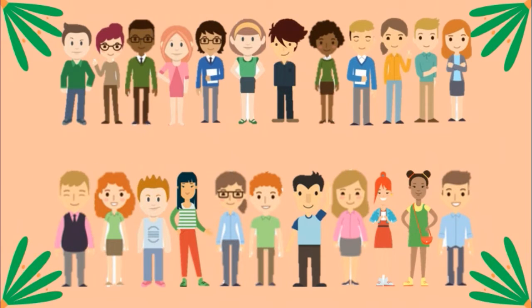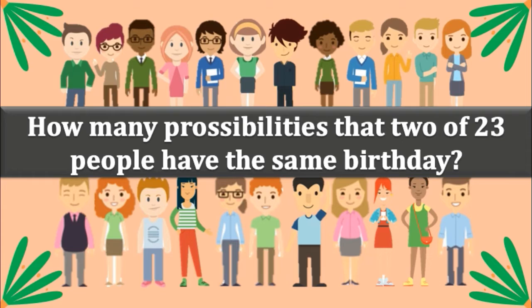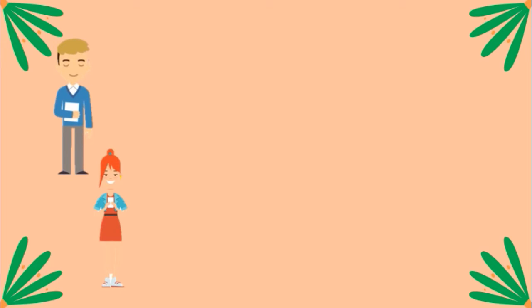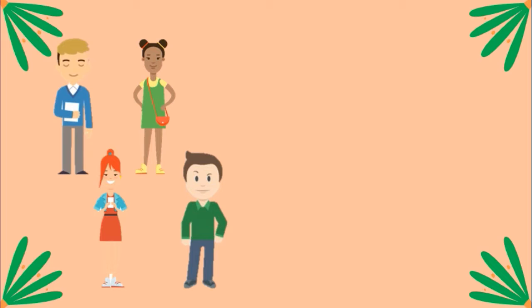Another example, what is the possibility that 2 of 23 people in a random group have the same birthday? Well, the first person has 22 comparisons to make. The second person has 21 comparisons to make. The third person then has 20 comparisons to make, and so on. If you add up all possible comparisons, the sum is 253 comparisons.